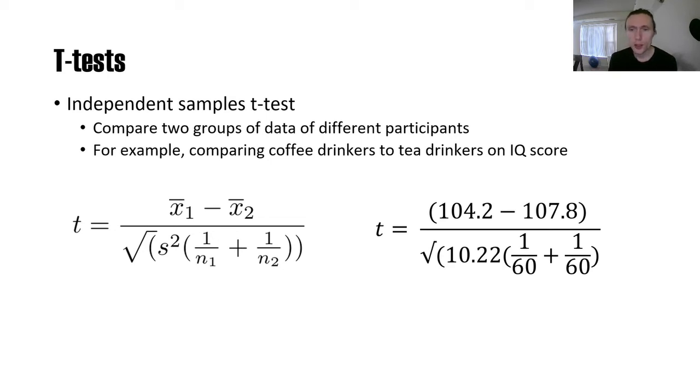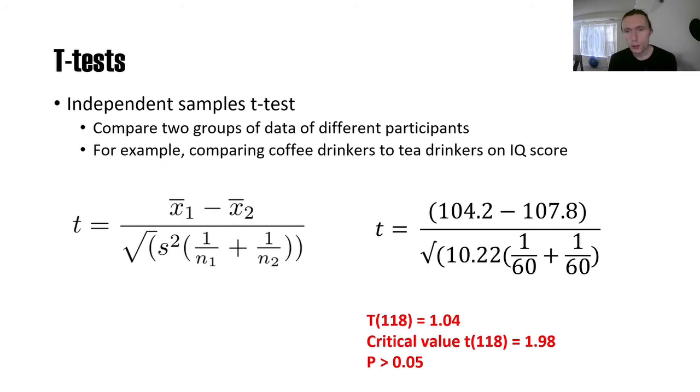multiplied by 1 divided by the number of participants in the coffee drinkers group and 1 divided by the number of tea drinkers. In this case, I choose that there are 60 for each group, which means that we have a total sample of 120 people. Now, when we then calculate the t-value, you can calculate this, and then you will see that it is 1.04.